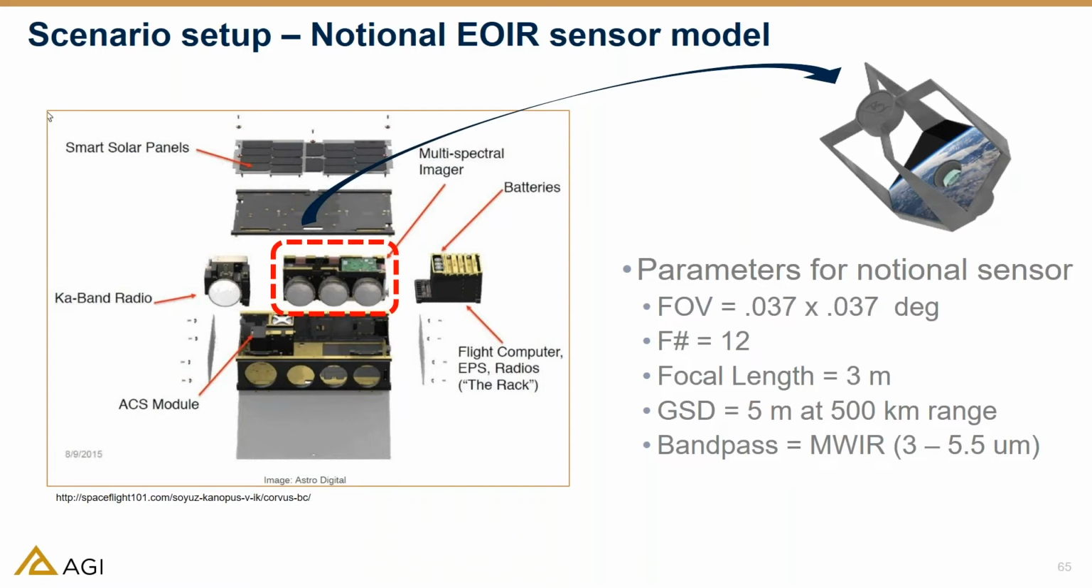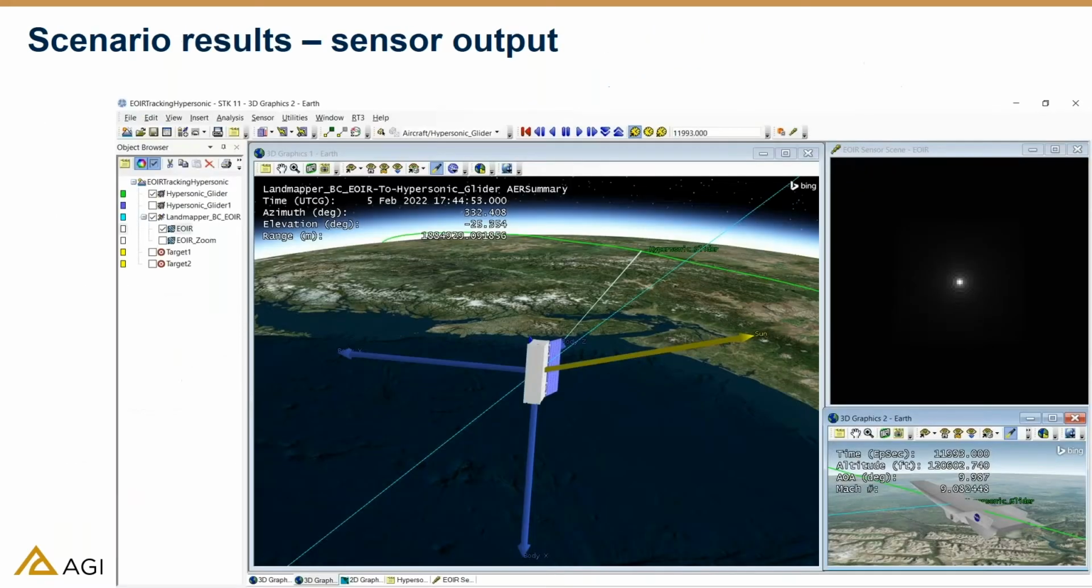And these are the values that we used: the field of view, the F number, the focal length, the GSD, and in this case, instead of looking at the visible, we'll be looking at the medium wave infrared spectrum here. So these are the results after we've modeled that and put it all inside the mission simulation, and what we see in the upper right now is a synthetic scene of what that EOIR sensor would actually be detecting, and we can see that tiny blur at the center of the image representing our hypersonic vehicle there.